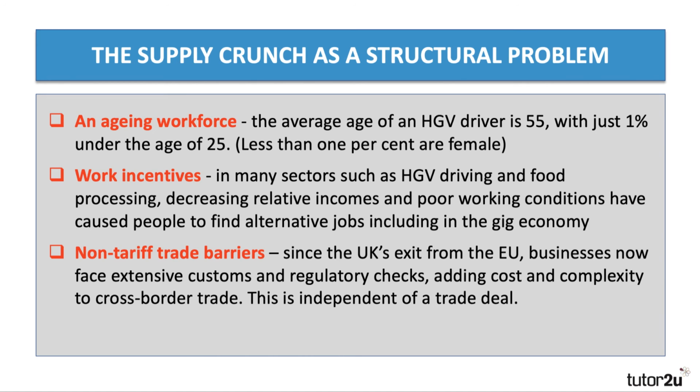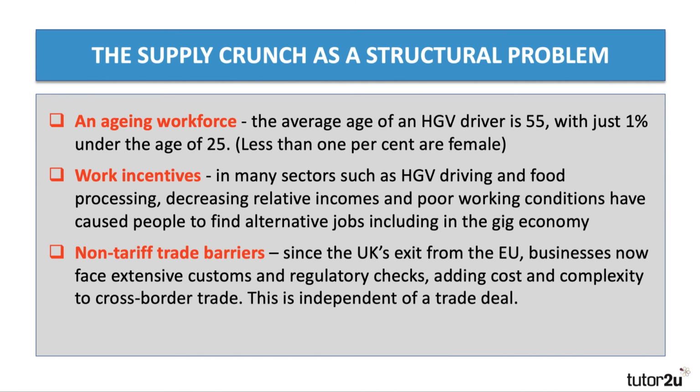And in many industries for the last 10, 15 years, HGV driving, working in pretty dangerous and pretty soul-destroying food processing factories, the relative income of these people has been falling, and working conditions in many cases have been poor. And people respond to incentives, and many thousands of people have left these industries to perhaps find alternative jobs. Many part-time workers, for example, in the gig economy, HGV drivers deciding to drive delivery vans instead of lorries for a living, with some of the fast-growing businesses like Amazon.